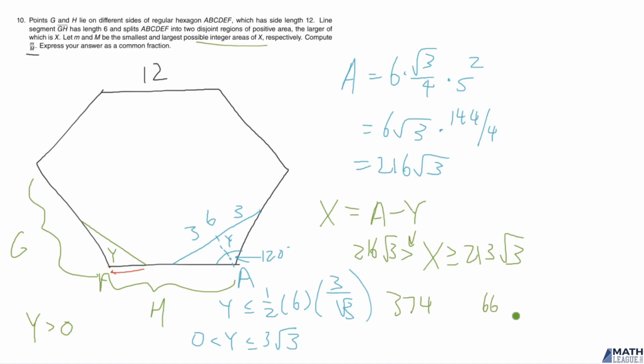So that means that lowercase m, the smallest possible integer area, is 369, and capital M is 374, and that gives us our answer to be 369 over 374.